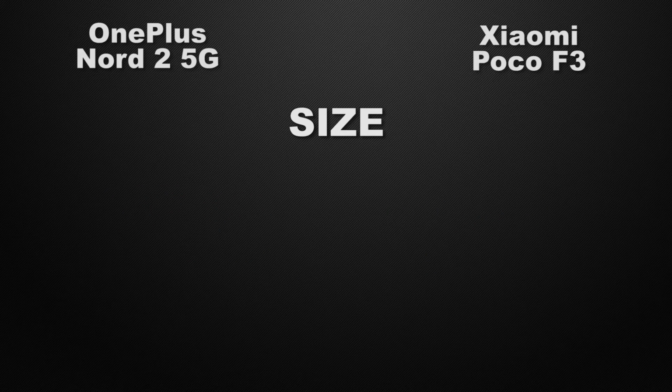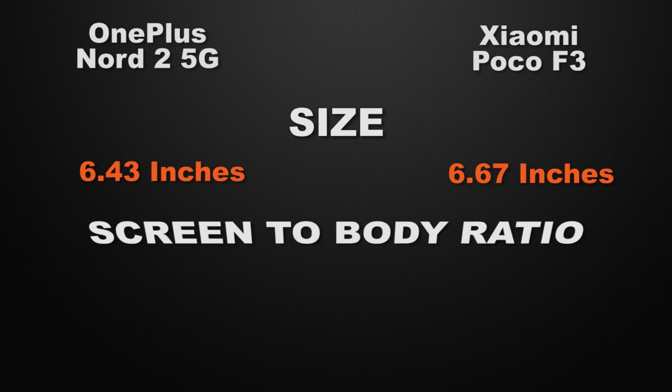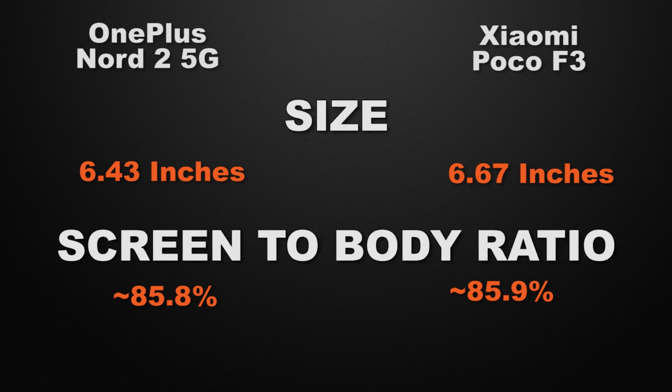Moving to the display features of the devices, let's start with the display size of the devices. Nord 2 has a 6.43 inch display. On the other side, F3 has a 6.7 inch display. So the winner here is F3 because it has a bigger screen size. And about the screen to body ratio of the devices, Nord 2 has approx 85.8%, whereas F3 has 85.9%. So it's a tie because both devices have approx the same ratio.